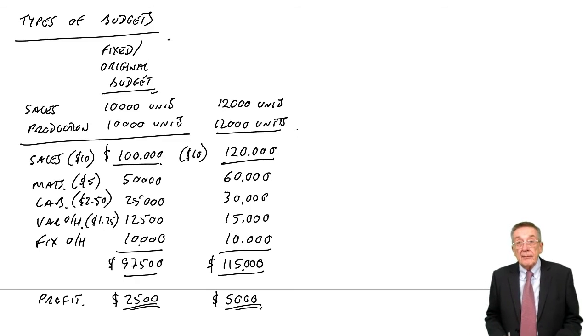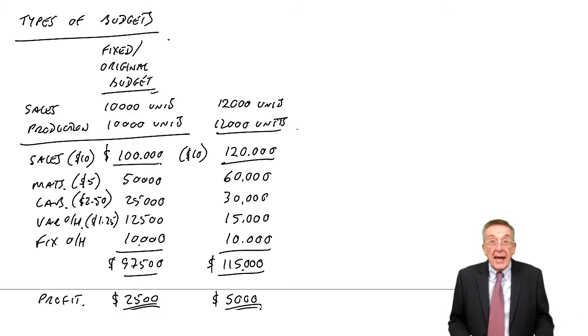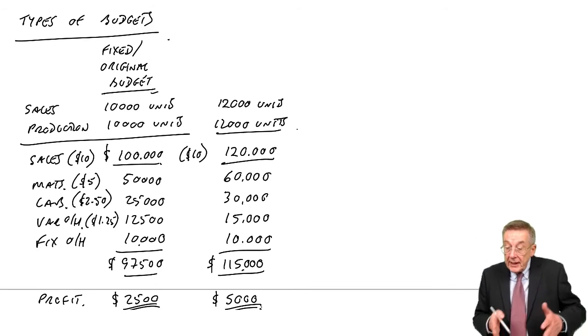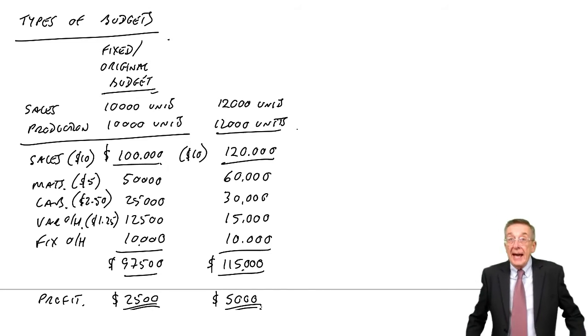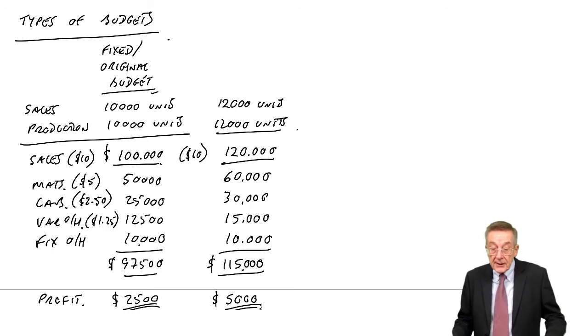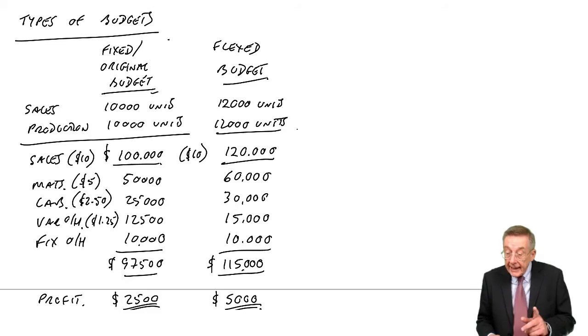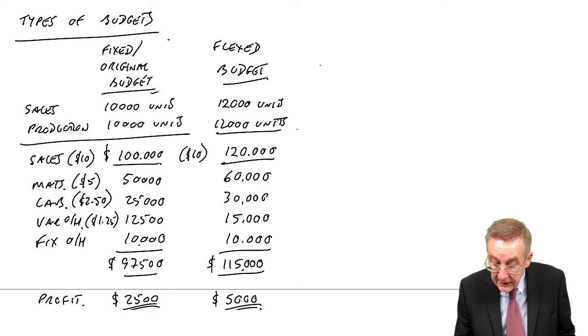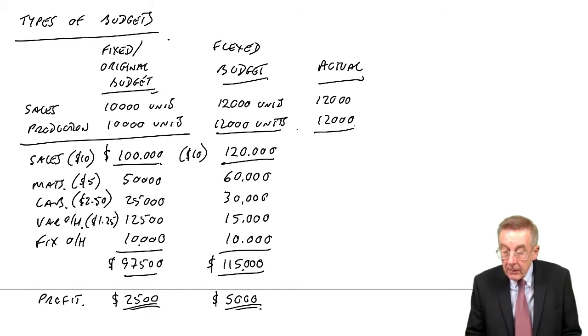Now, why have I done that? Because in a minute, it is now fair to compare materials again, what we actually spent with what we should be spending. We've rewritten the budget for the actual activity, the actual production, actual sales, and that's called a flexed budget. And again, we now can compare the actual results. We actually did sell 12,000, obviously, we did produce 12,000.